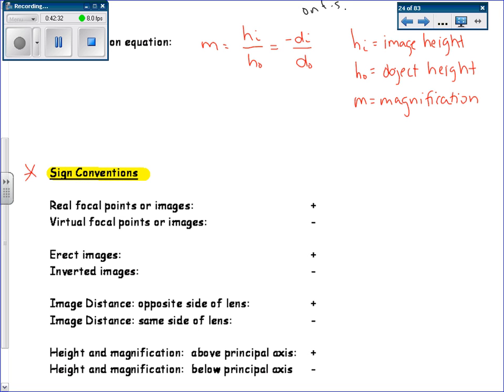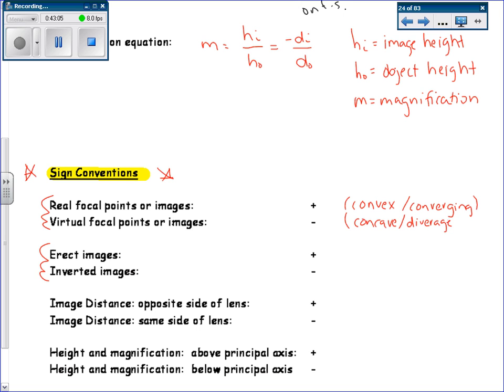Important, very important. Okay? Especially these. Real focal points will be negative. Okay, so if you're dealing with a convex lens, you have a positive focal point. So that means a convex or converging lens. Virtual focal points need to be negative. So a concave lens or a diverging lens will always have a negative focal point.